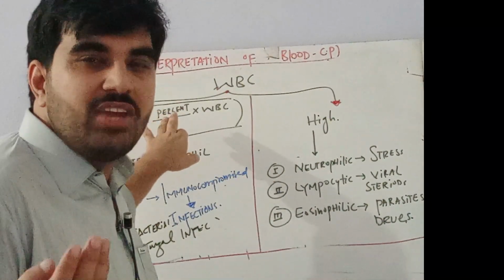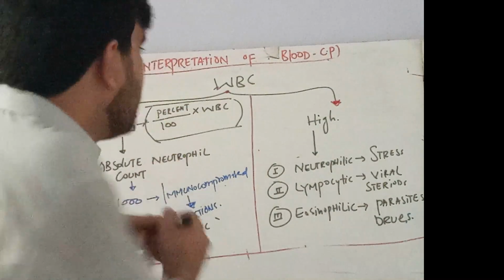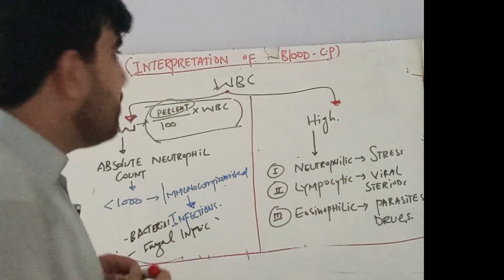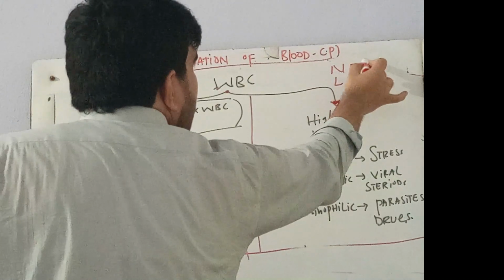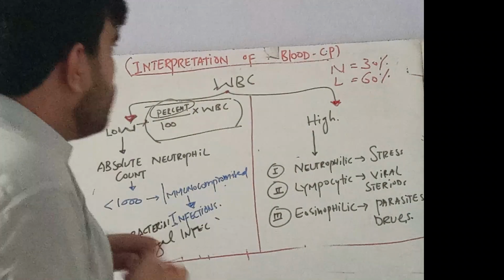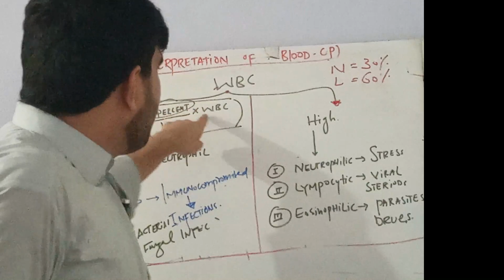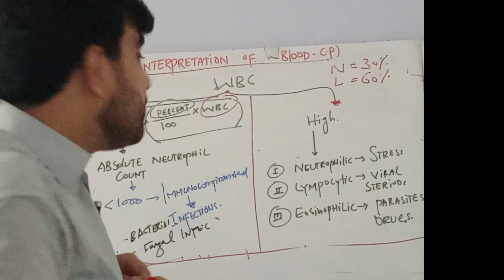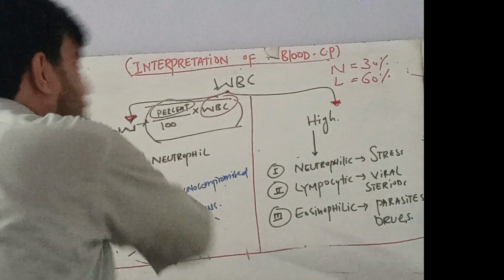How can we calculate the ANC, that is absolute neutrophil count? Well, you take the percentage that is given in the blood CP. In the blood CP the neutrophil percentage is given, 30%, 60%. You put that percent in the formula, divide that by 100 and multiply by the WBC, which is also given in the blood CP. So if that is less than 1000, the person is at risk of severe infection and sepsis.